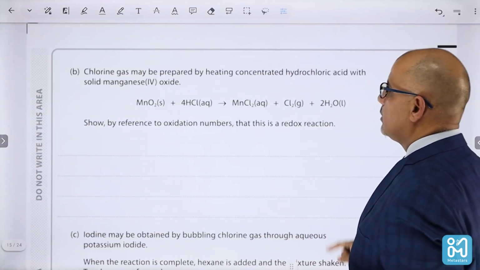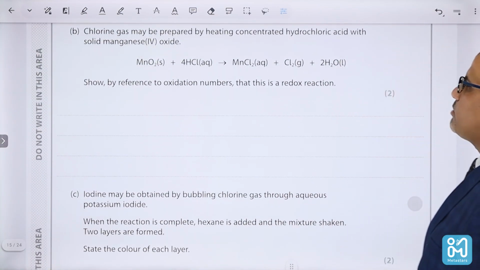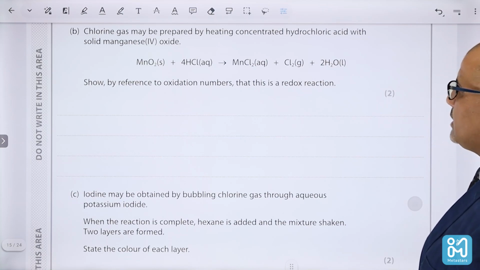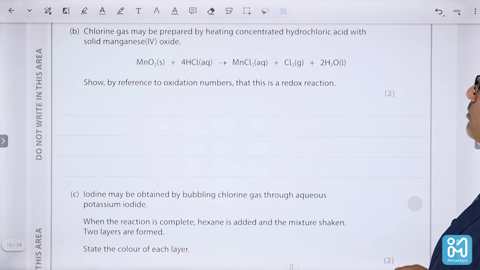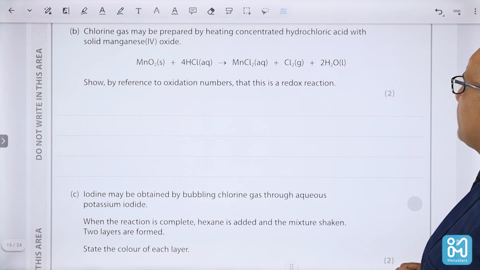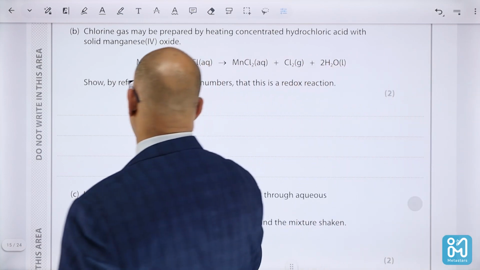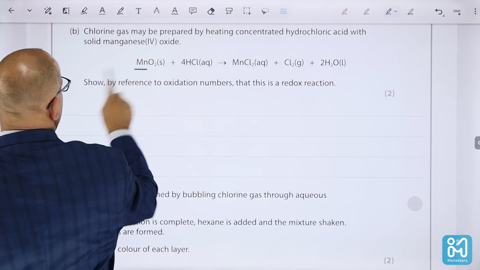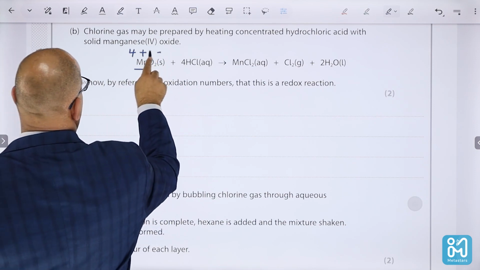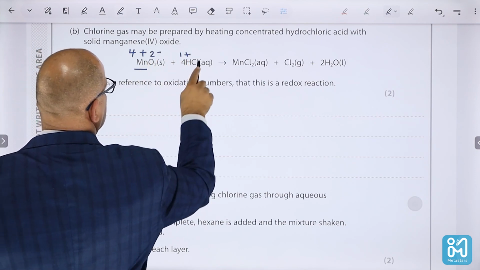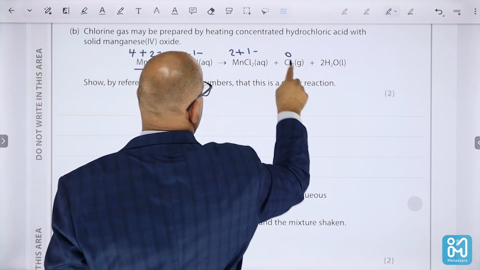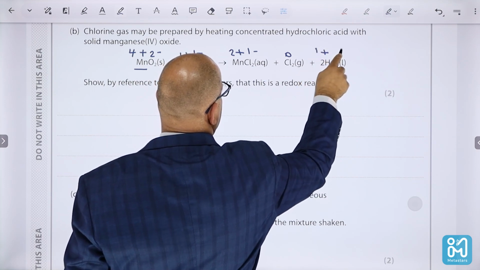Now, the next question: chlorine gas may be prepared by heating concentrated hydrochloric acid with solid manganese dioxide, like this equation. Show, by referring to the oxidation number, that this is a redox reaction. You can calculate the oxidation number of each one. So that's positive 4, that's negative 2, that's positive 1, that's negative 1, that's positive 2, negative 1, 0, and here positive 1, negative 2.